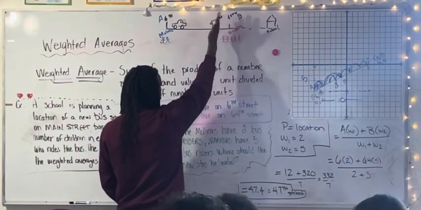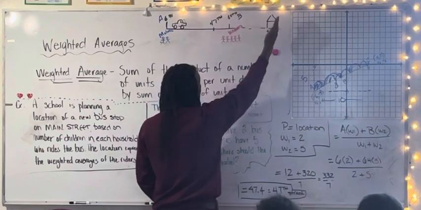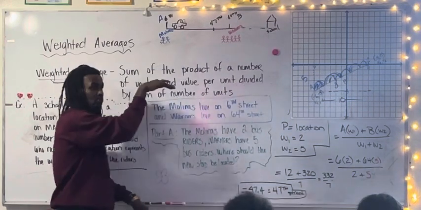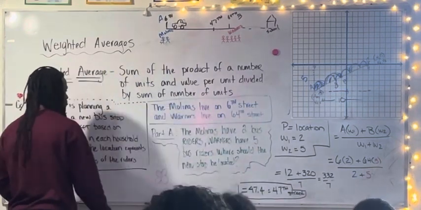There's something in the middle here. Don't worry, we're going to get to that. 64th Street, we'll call it B. And then we've got the school that's over here. Remember, you're trying to pick people up, and you need a bus stop that's somewhere in between A and B.